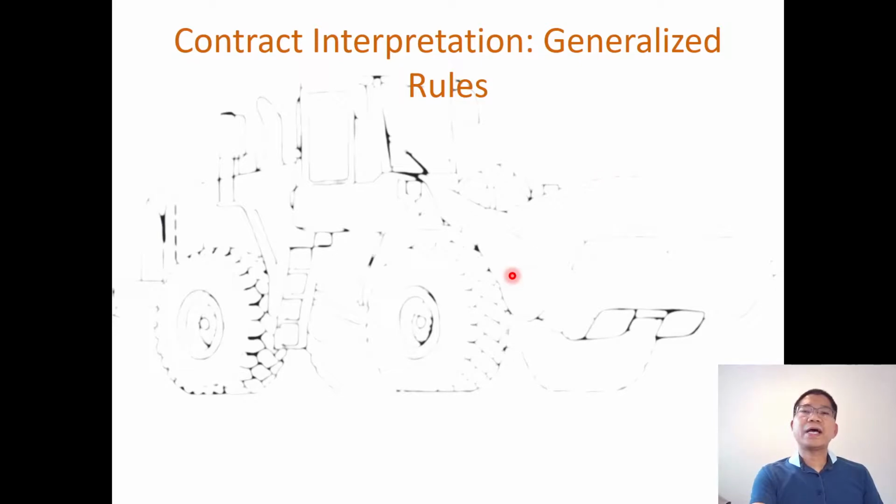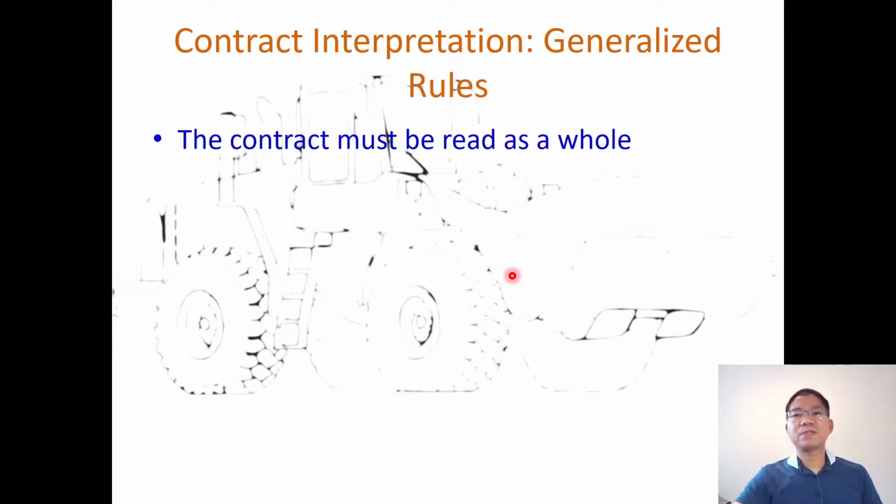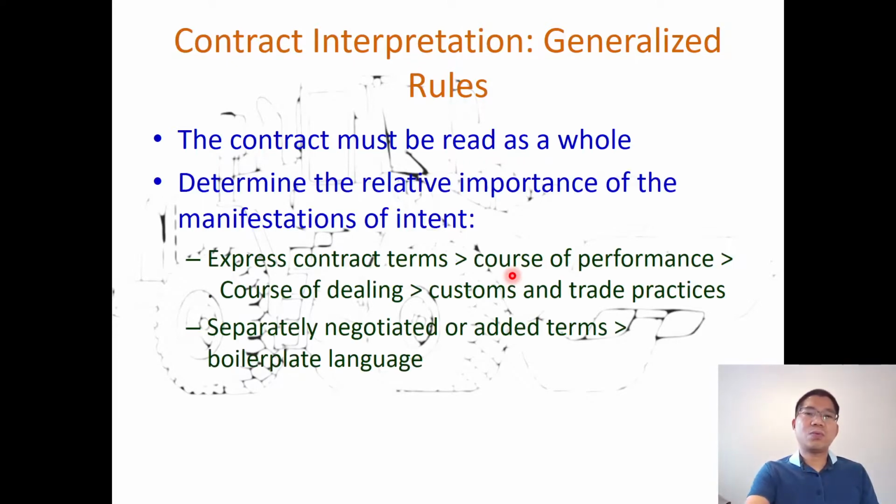So contract interpretation, what are the generalized rules that we have? The first, the contract must be read as a whole. You cannot extract one portion and say, oh, this is what the contract says. You need to review and see all of it. Just like an engineering drawing, you don't only see the drawings, you need to look at the specification. So it has to be read as a whole.